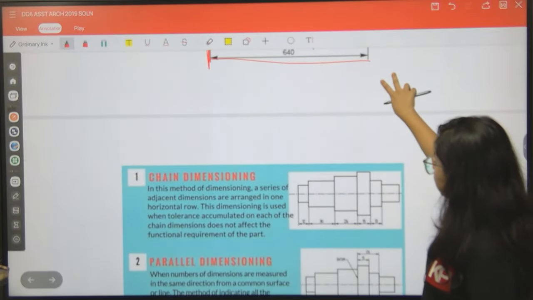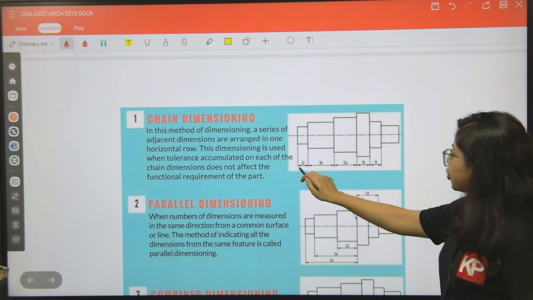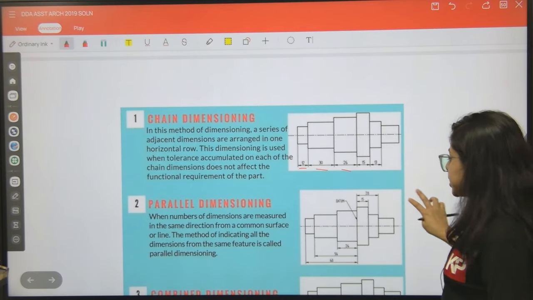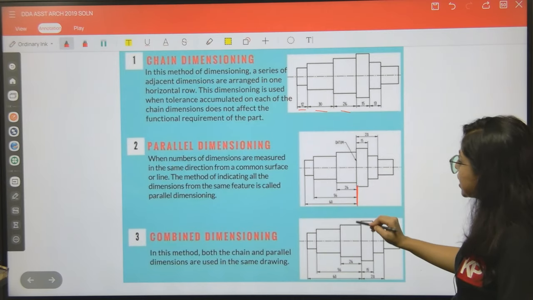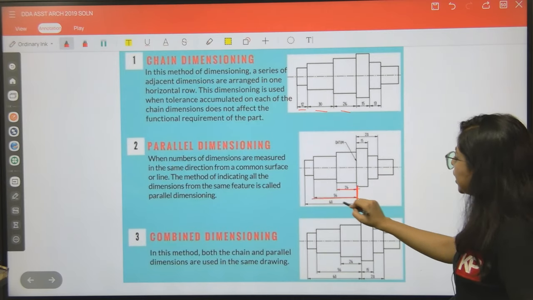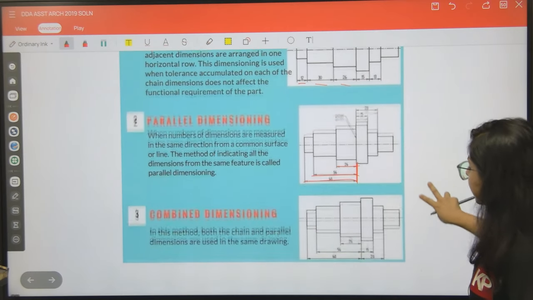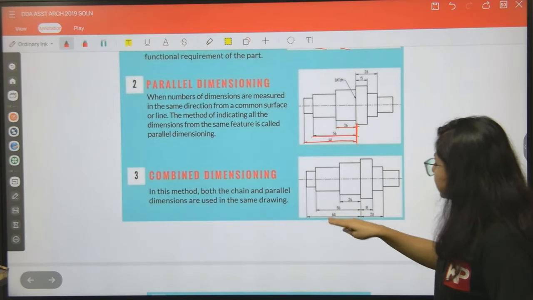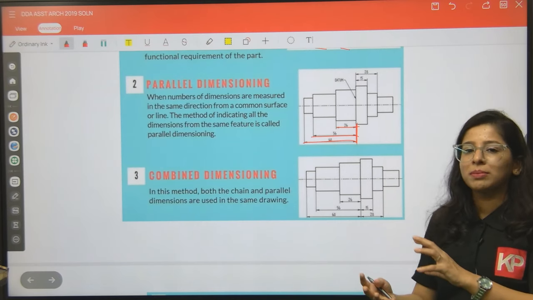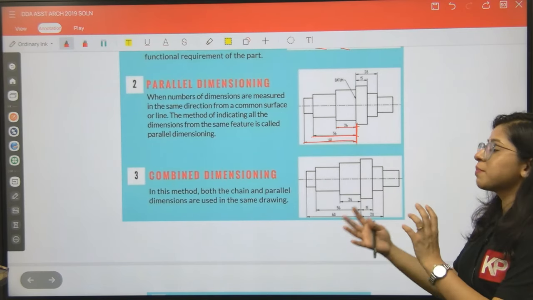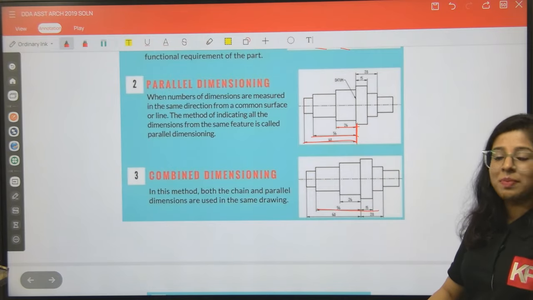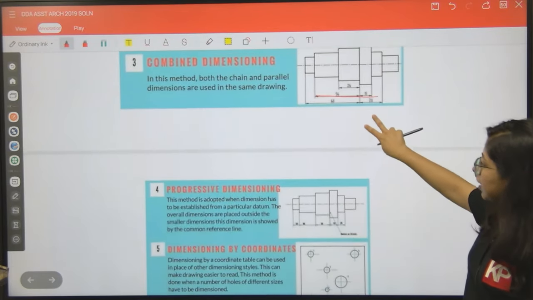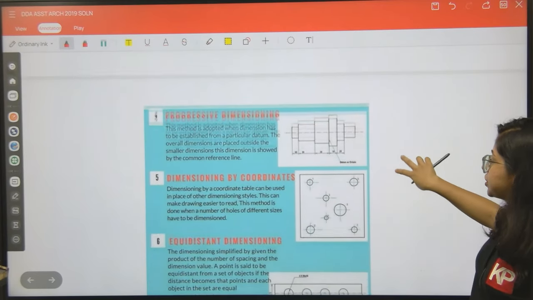Okay? Chain dimension, I just now told you, all the dimensions are in one single line. In parallel dimension, you have one common baseline, and from that common baseline all the other dimensions are being taken. Then you have combined dimension. Combined dimension means what? It's a combination of chain plus parallel. That means there are dimensions which are in one line and then it is in parallel to each other also. Okay. Then you have progressive dimensioning, dimensioning by coordinates.